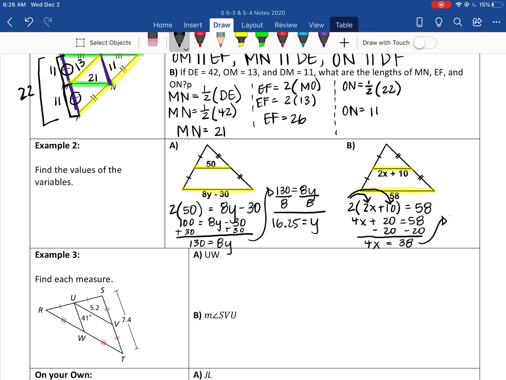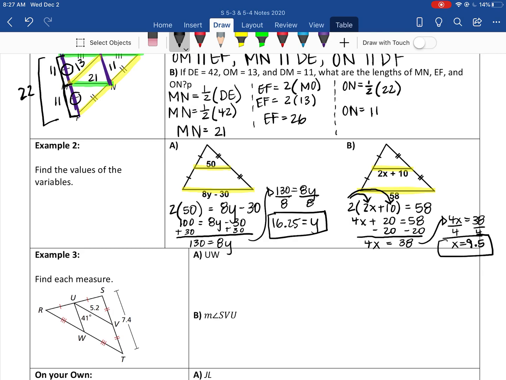And then you get that 4x is equal to 38. Divide both sides by 4. And then you're going to get that x is equal to 9.5. All right, so that is going to be another example of the midsegments. But again, when I'm given problems like this, double the little one and set it equal to the large one.